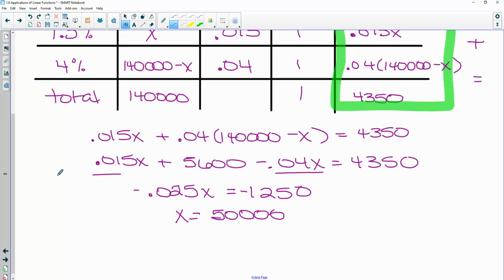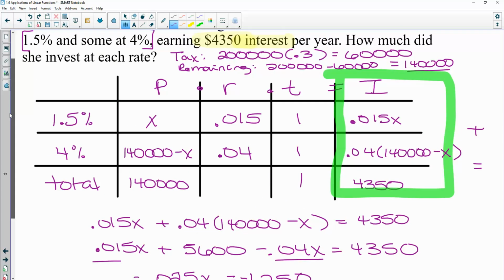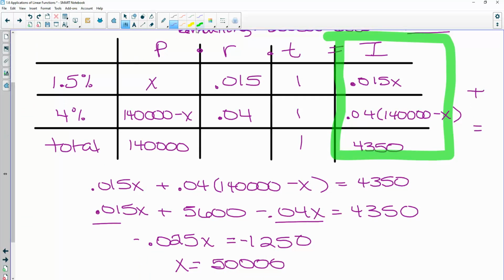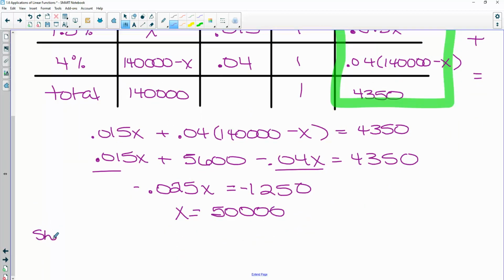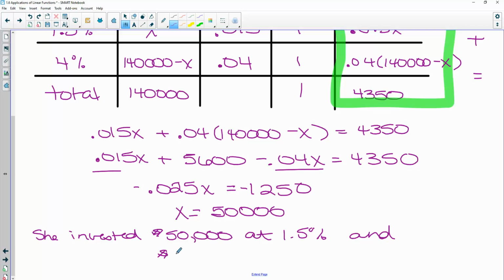Okay, the question asked, how much did she invest at each rate? So if I'm looking back, X is the amount at 1.5%. So she invested 50,000 at 1.5%. And to get the other one, the 4% is 140,000 minus 50,000. That would be $90,000 at 4%.